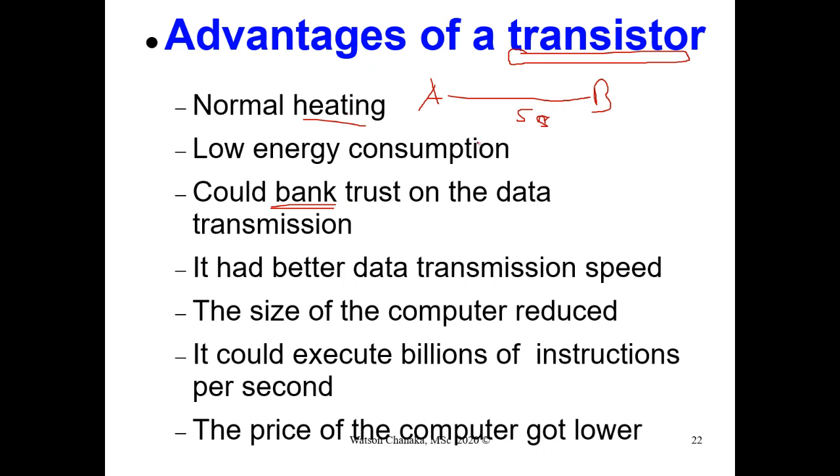But now with the transistor, it was possible to give all your trust to that data transmission. I'm sending you data, and you know it's going to get there because the transistor is not going to burn. So it was worth trusting. That increased the speed. It increased the speed of data transmission because there was no more burning of valves. It's now a transistor.